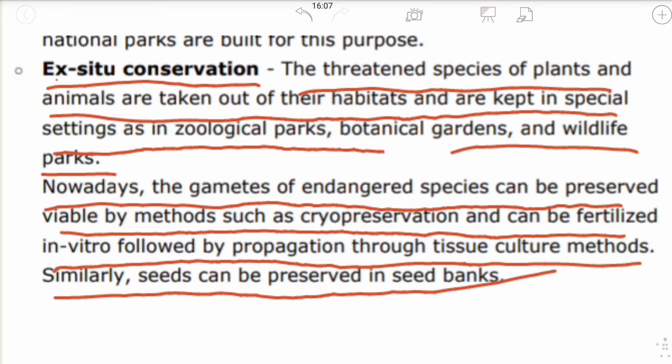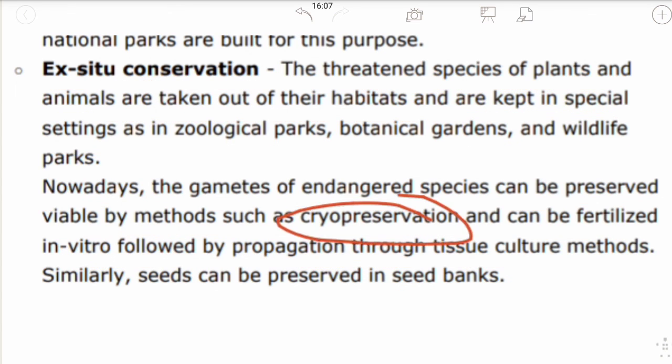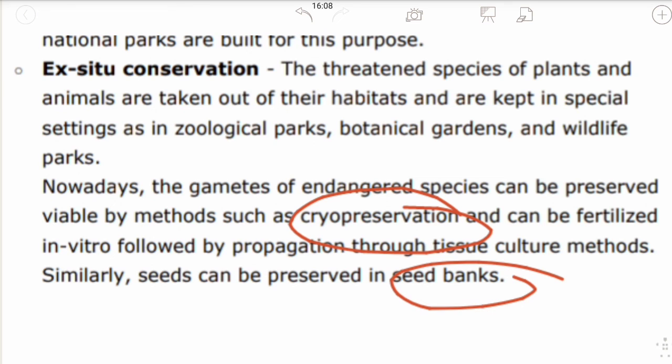So basically, the gametes of endangered species can be protected by the method of cryopreservation. Cryopreservation is the process where pollen grains can be stored. Cryopreservation is helpful in storing the genetic material of endangered species for biodiversity conservation. So conservation of gametes is basically done by cryopreservation, and seeds can be preserved in the seed bank. Very simple.